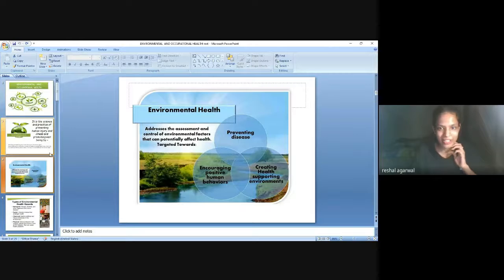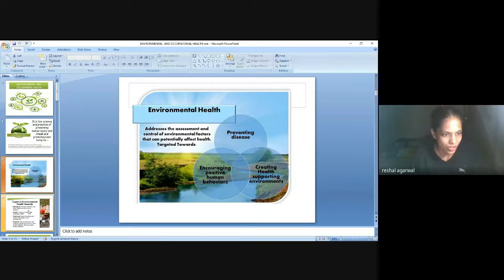Okay, talking about environmental health. So basically, what is environmental health? It is the health which addresses the assessment and control of the environmental factors which can potentially affect human health, and it is targeted towards 3 factors: how to prevent disease, how to create positive human behavior and encourage it, and how to create a healthy supporting environment for the workers and all the people who are surrounded by them.